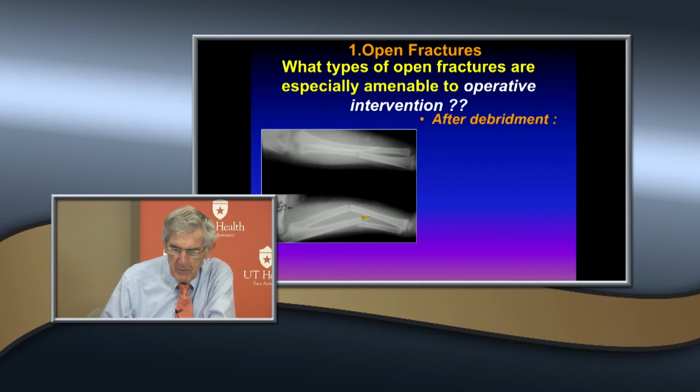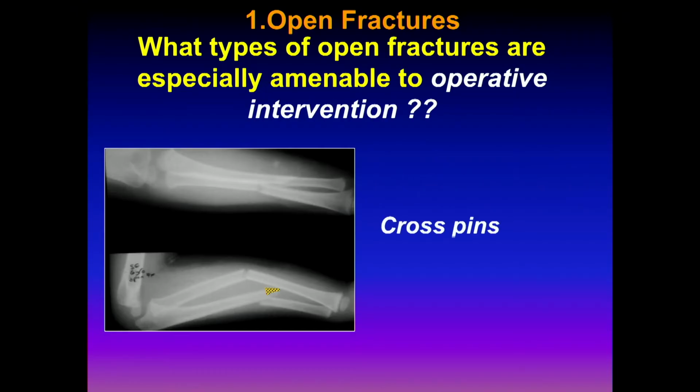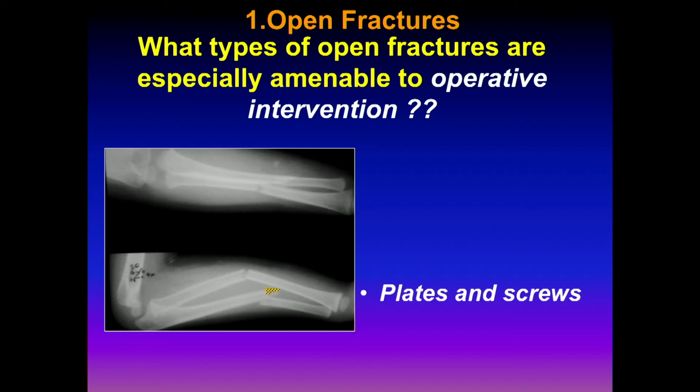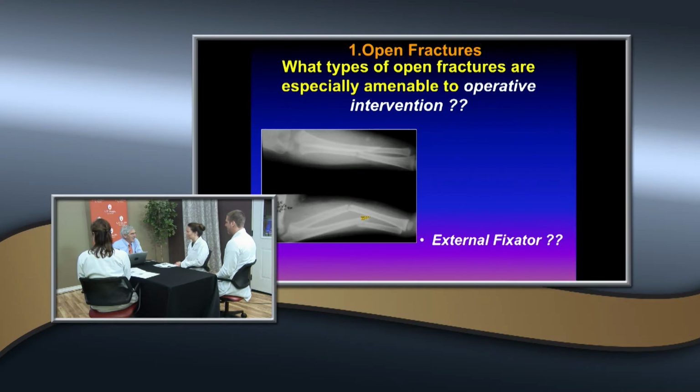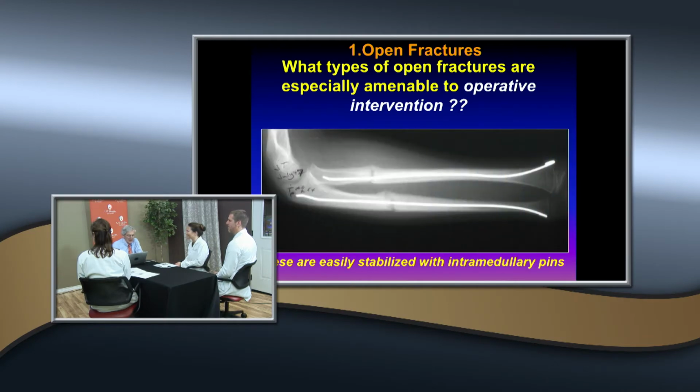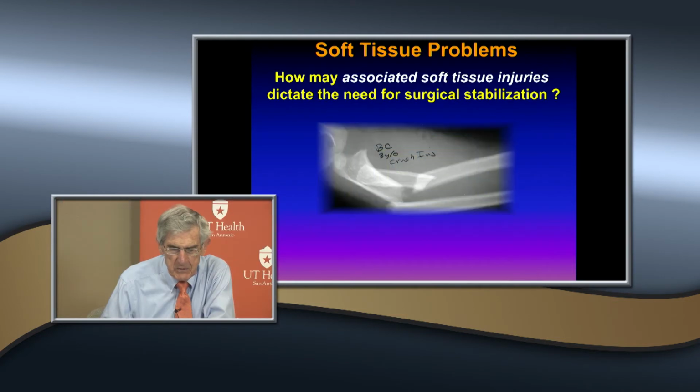So you got contamination, you debride it. So, cross pins. Years ago we did that. Intramedullary pins, plates and screws, or an external fixator. I'd probably go with the intramedullary nails. That's right, yeah. That's easy to stabilize it, intramedullary nails.